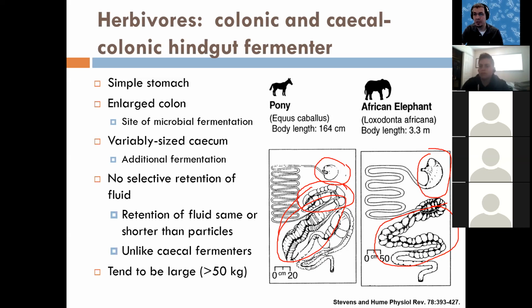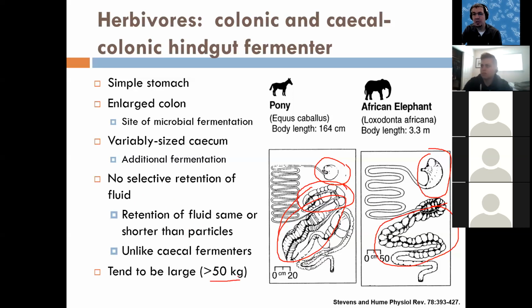The point is that they have a large colon. Unlike the cecal fermenters, there is no selective retention of fluid. The retention of fluid is the same, or it's even shorter than particles. So it's kind of like the ruminant.